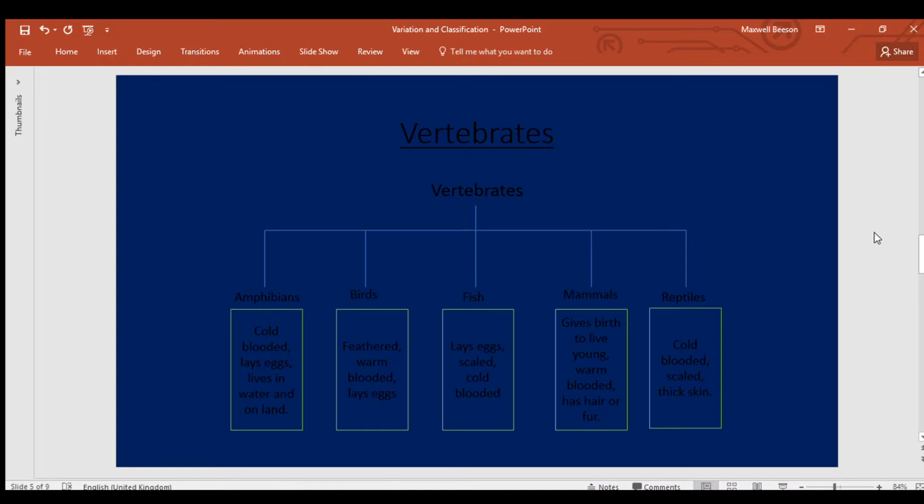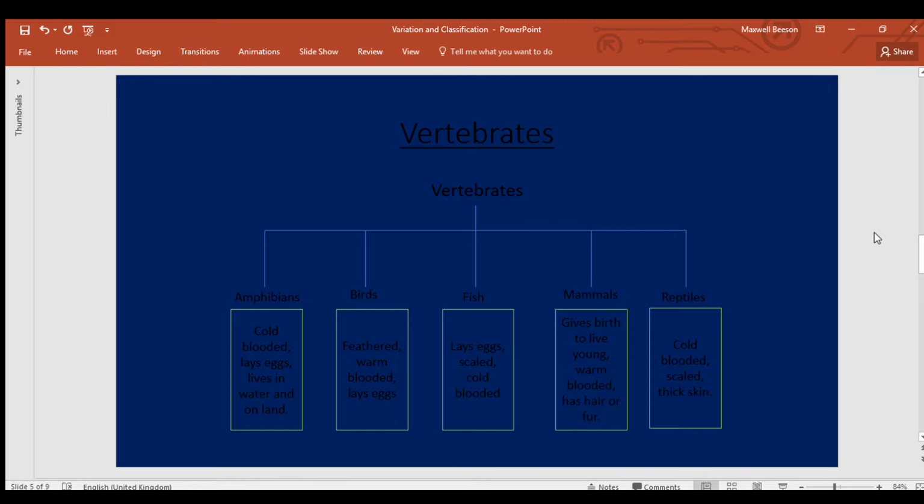Amphibians are cold-blooded and they lay eggs. They live in water and on land. Birds are feathered, warm-blooded, and they also lay eggs. Fish lay eggs, they're scaled, and they are cold-blooded. Mammals give birth to live young, are warm-blooded, and have hair or fur, whereas reptiles are cold-blooded, scaled, and have thick skin.